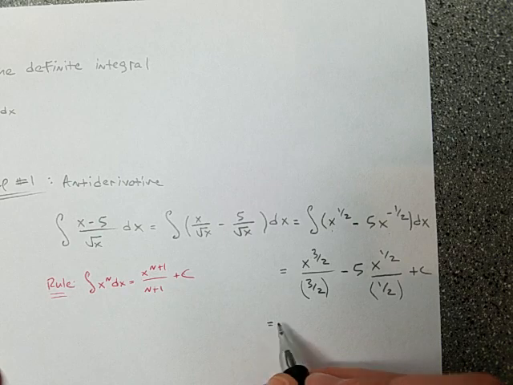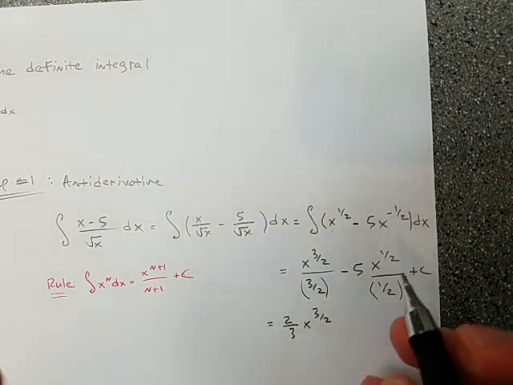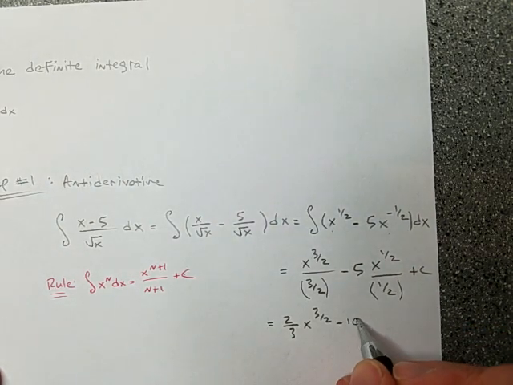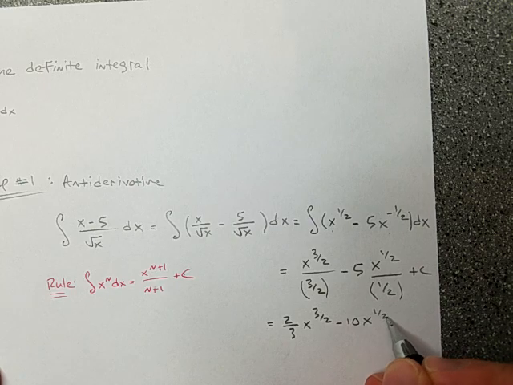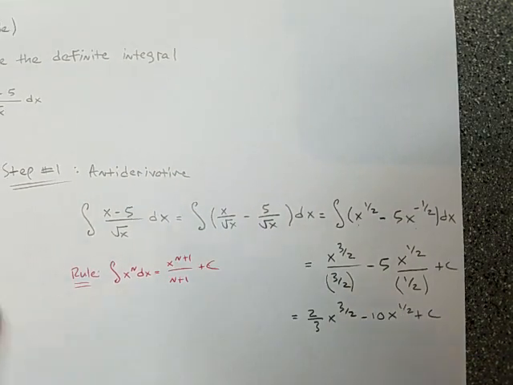So, all right, finish it up. So I get 2/3 x to the 3 over 2. What's 5 divided by 1/2? That would be 10 x to the 1/2 plus c. All right, so I've got my antiderivative. So that brings me to my second step.